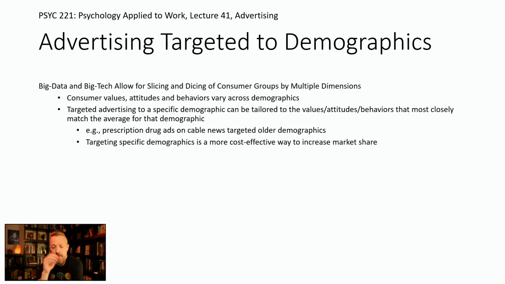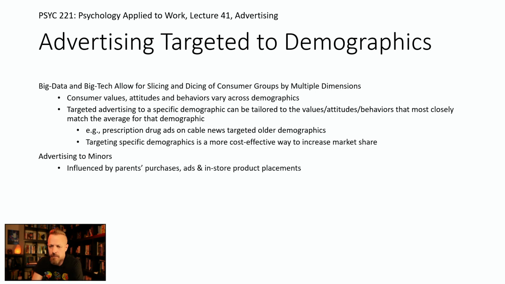So if you can figure out how to get that ad just to the people you designed it for, that's very cost effective. And there are a lot of business-to-business companies that literally exist to help you get your ad just to the people you want. And then sometimes you're selling products that are basically products that kids use. So how do you go about advertising to minors?